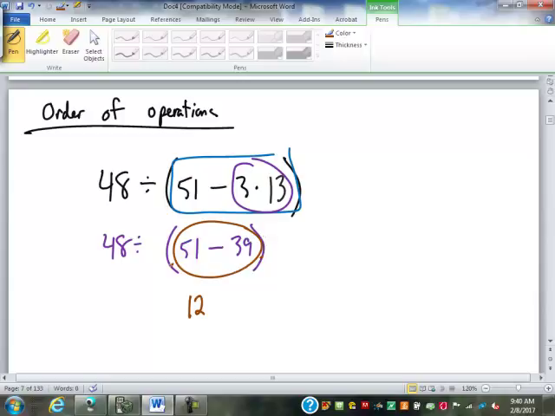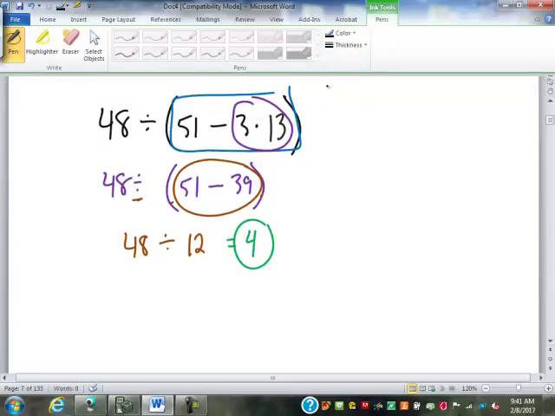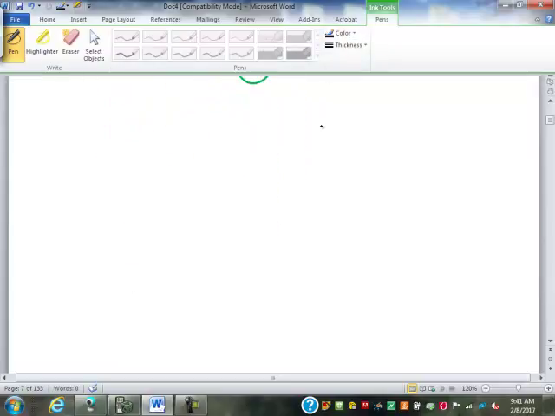Do I need to put any operations in when I remove the parentheses? No. I already have the division up front here. So now all it is 48 divided by 12 is 4. Perfect. We'll run into ones like this.